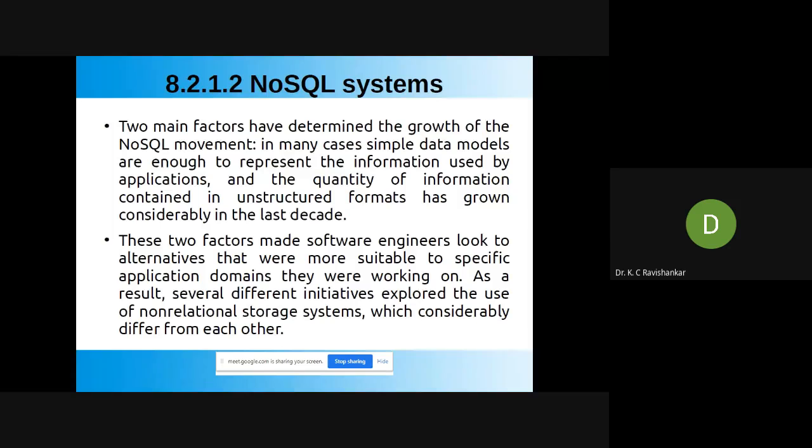If the data itself is unstructured in nature, how do we really handle that? Based on this criterion, NoSQL came into the picture. These two factors made software engineers look to alternatives that were more suitable to the specific application domains they were working on. As a result, several different initiatives explored the use of non-relational storage systems, which considerably differ from each other. So, non-relational.